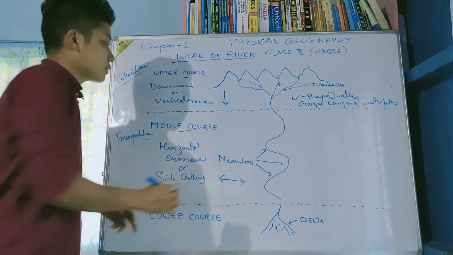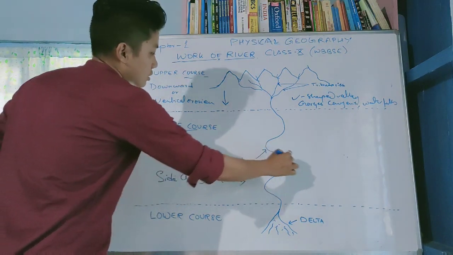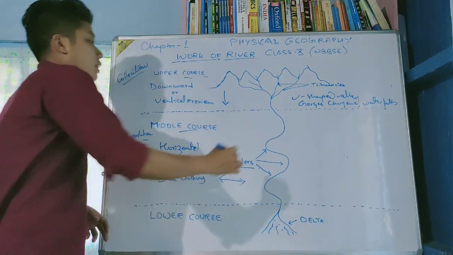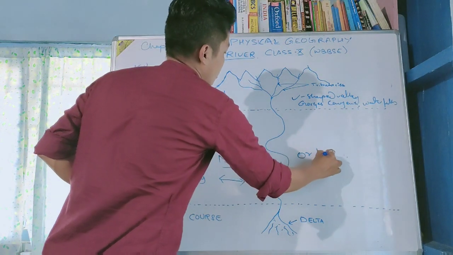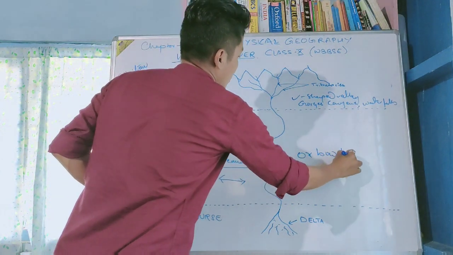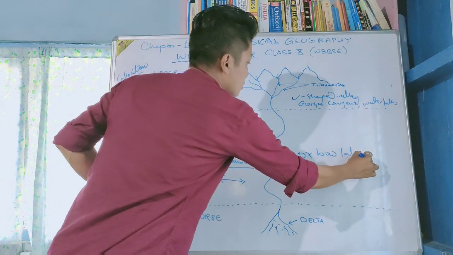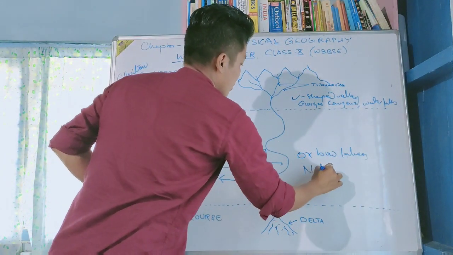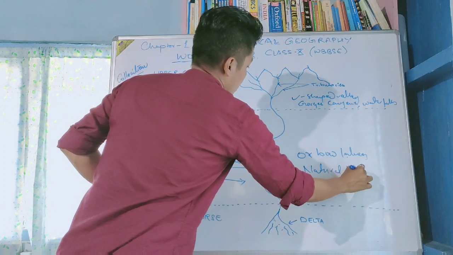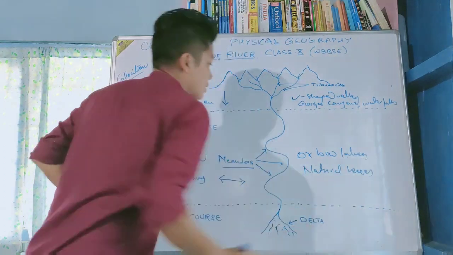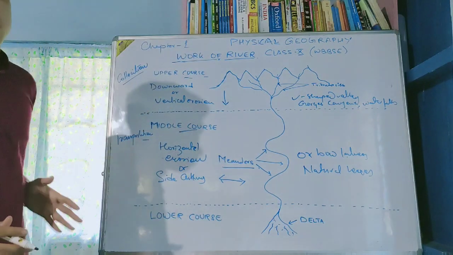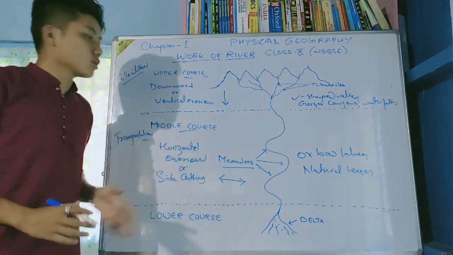Different kinds of landforms like meanders, the zigzag course of the river, oxbow lakes, natural levees, etc. These kinds of features can be seen in the middle course of the river.